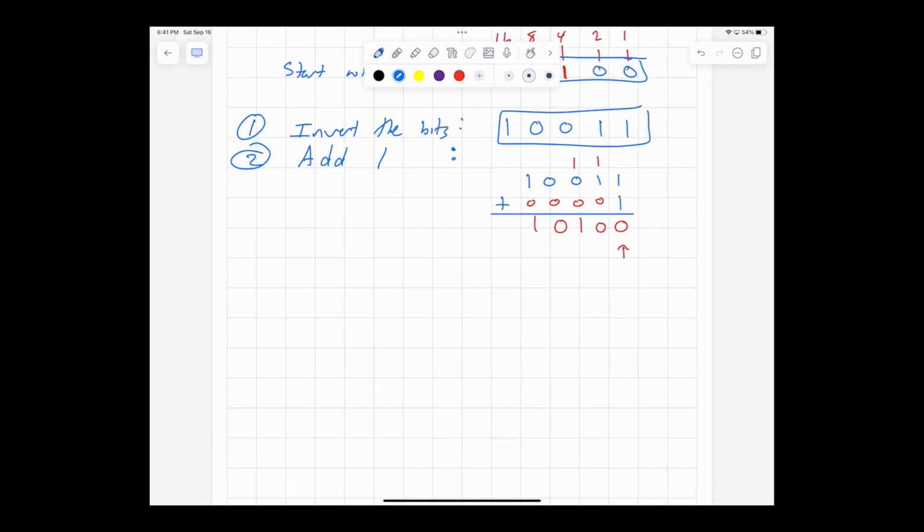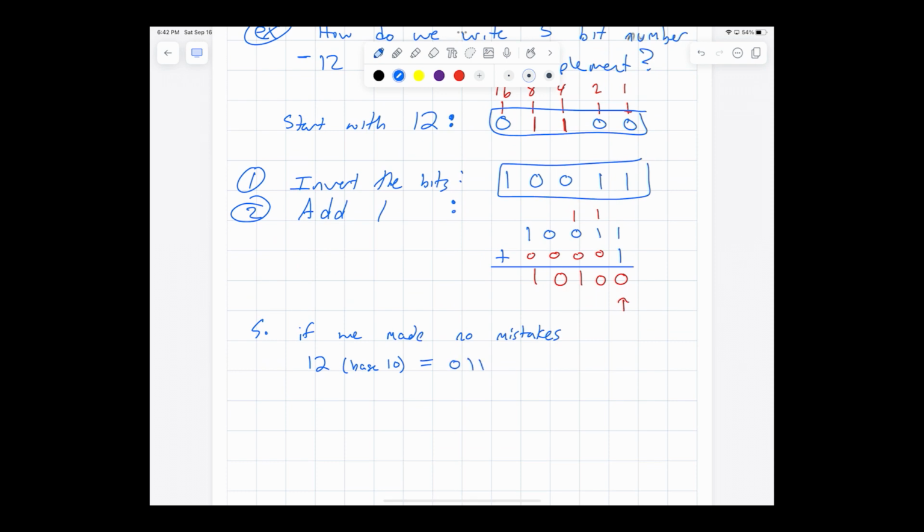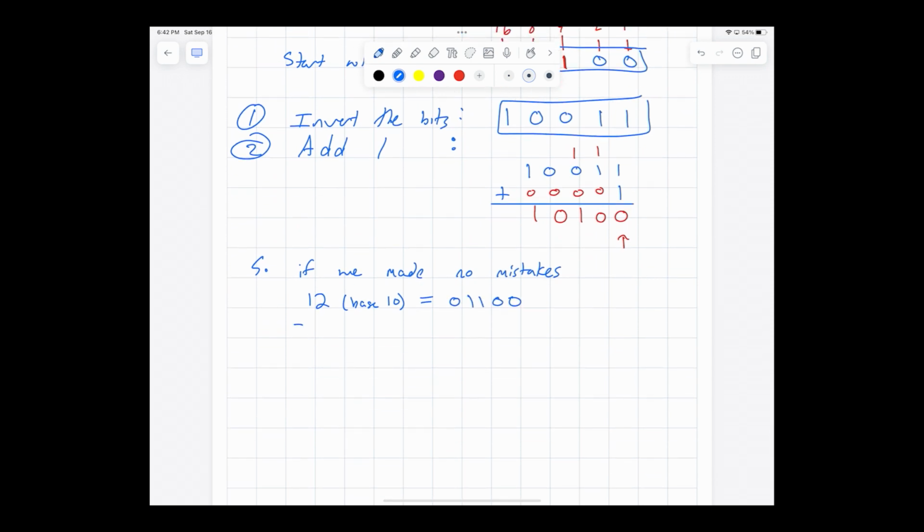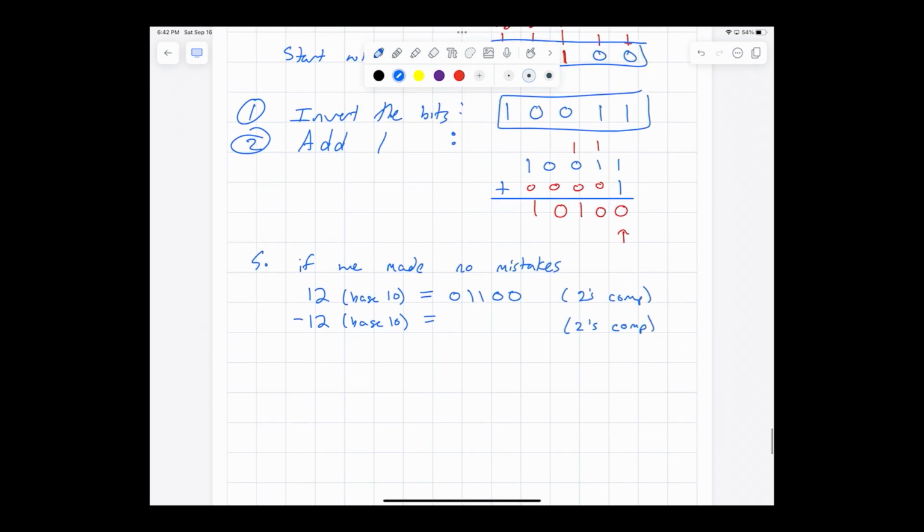So if we made no mistakes, 12 in base 10 is what we said, which was 0, 1, 1, 0, 0, and negative 12 in base 10, in 2's complement, is what we just got, which is 1, 0, 1, 0, 0.